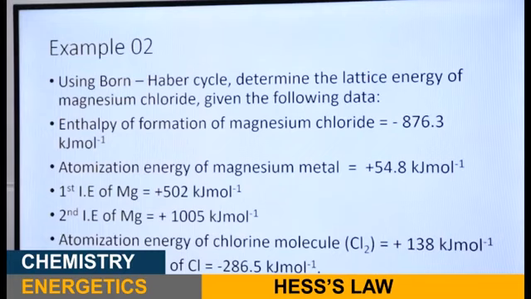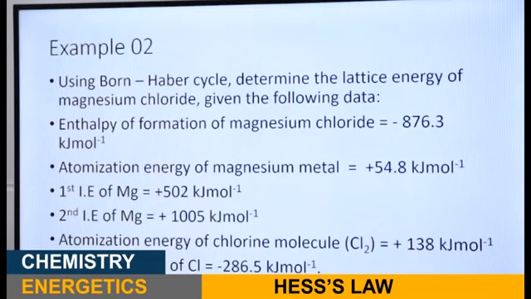You have the first ionization energy of magnesium, positive 502 kilojoules per mole. You have the second ionization energy of magnesium, positive 1005 kilojoules per mole. The atomization energy of the chlorine molecule equals positive 138 kilojoules per mole. The electron affinity of chlorine is equal to negative 286.5 kilojoules per mole. So, my dear students, that is the second way these questions relating to the Born-Haber cycle might come.